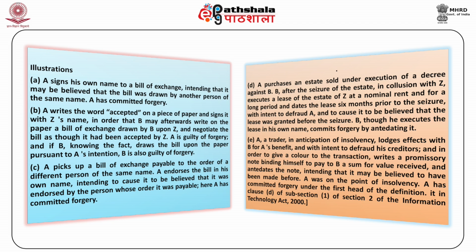E. A, a trader, in anticipation of insolvency, lodges effects with B for A's benefit with intent to defraud his creditors, and in order to give a color to the transaction writes a promissory note binding himself to pay B a sum for value received and antedates the note, intending that it may be believed to have been made before. A was on the point of insolvency. A has committed forgery under the first head of the definition.